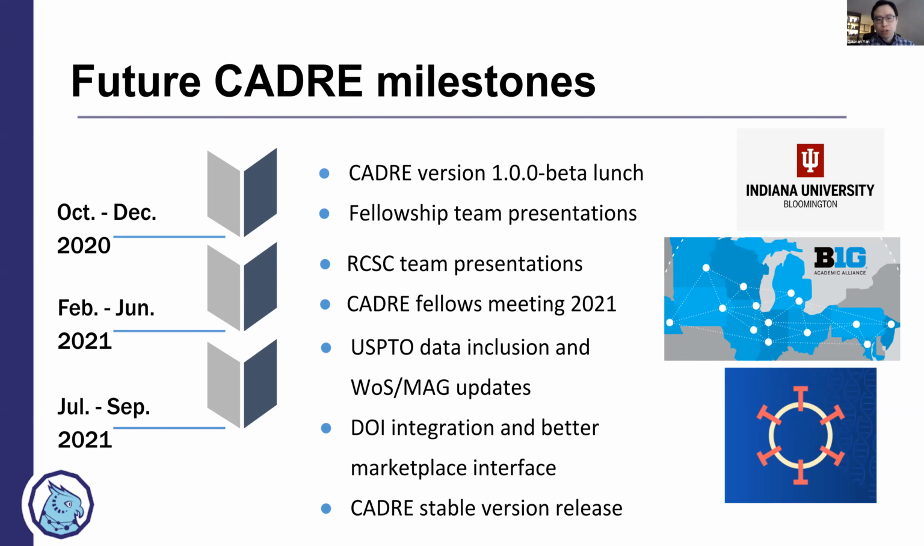In the future version, we'll include USPTO data. Web of Science and MAG will also be updated. The current release has, I believe, the latest version of Web of Science and the February 2020 version of Microsoft Academic Graph. So it's already pretty new, but we will be updating again next year. As Val pointed out, we'll be integrating the DOI and a better user interface. We are aiming for the end of the third year, September of 2021, for the stable version release.